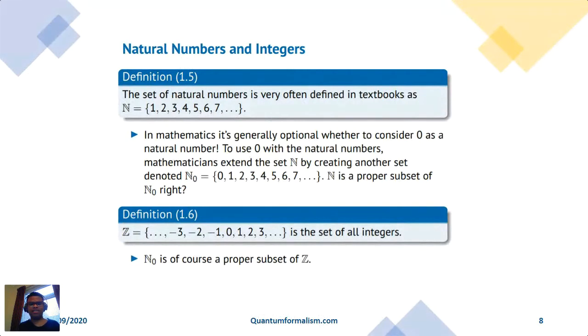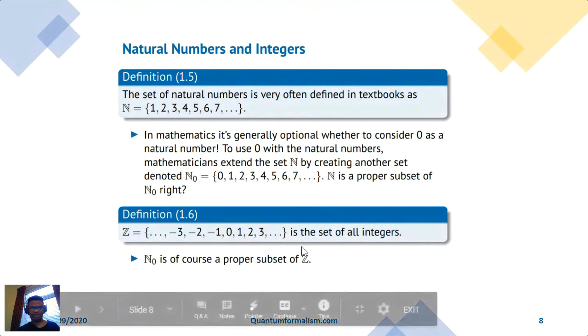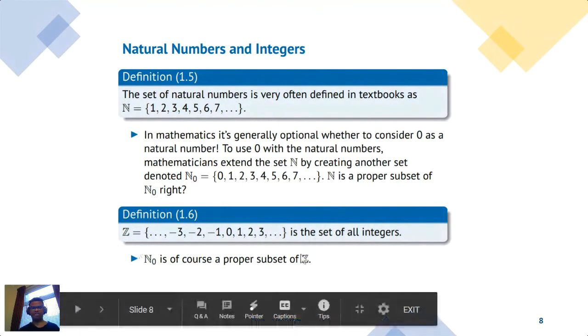However, it's a very useful construct. So to use it, what mathematicians tend to do is to add another set called N0 and then add 0 there. Of course, then we have an extra element. N is, of course, then a proper subset of N0, right? And the same here, the set of integers contains the natural numbers and 0. So N0 is, of course, a proper subset of Z.